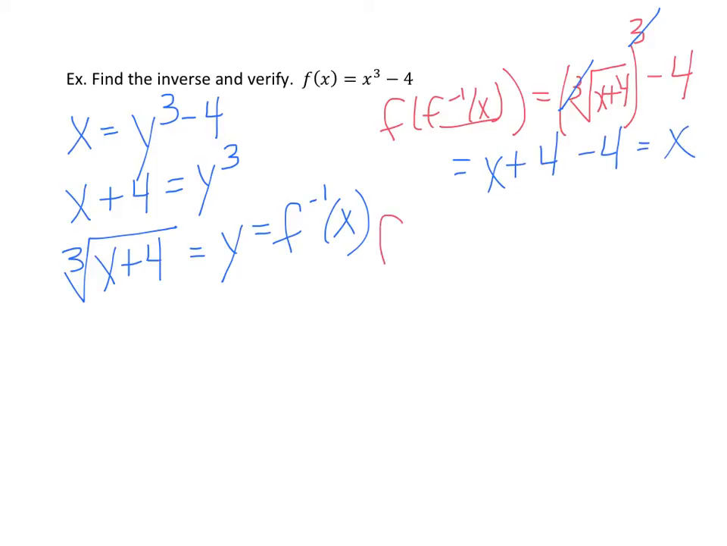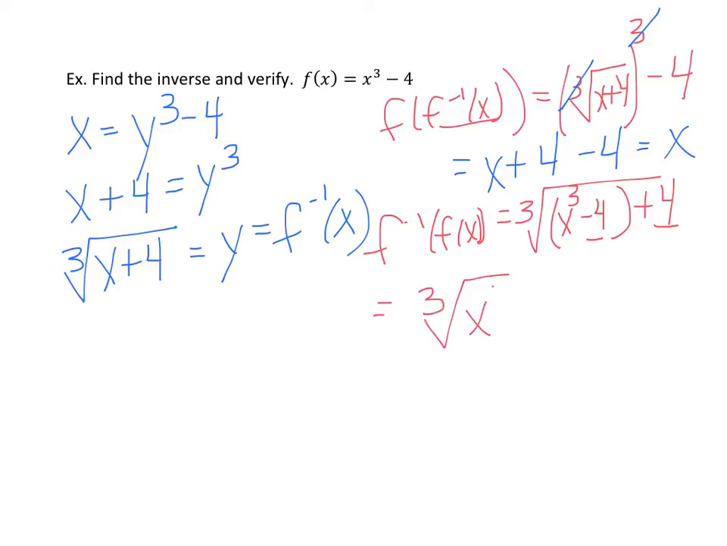Go the other way, f inverse of the original function. Start with my inverse, replace x with my original. Okay, my minus 4 and my plus 4 are going to cancel each other out. So I'm going to have just the cube root of x cubed. And just like before, a cube root cancels out a cube, which leaves me with x.